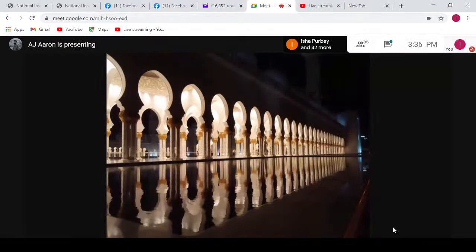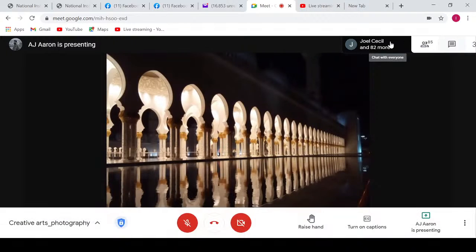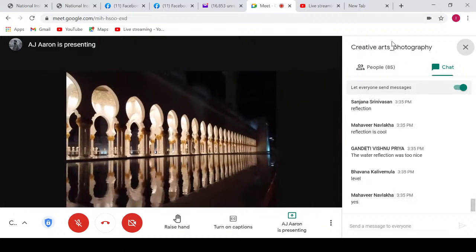If it was just white, it would have been different, but since it's blue, it adds a lot more to it. Also, guys, whoever's image it is, from the next time onwards, you can unmute your mic and ask questions or discuss.